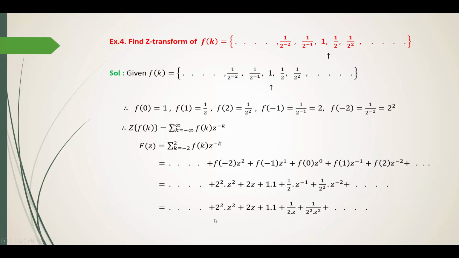Equal to, we get dot dot dot plus 2 raised to 2 z square plus 2z plus 1 plus 1 upon 2 z plus 1 upon 2 square z square plus dot dot dot, which is the required z transform.